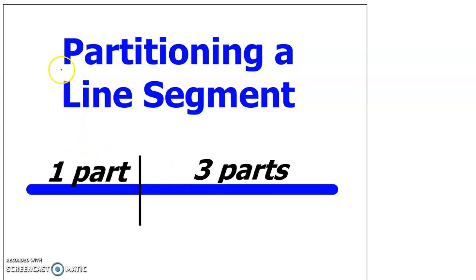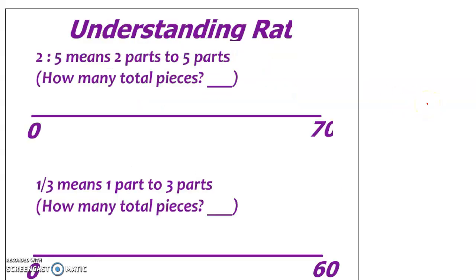Partitioning a line segment. To break it into parts. That's what we're going to be working on today. Okay, the first thing I want you to do is understand the difference in ratios. We want to know what it means when we break a segment into ratios. So this ratio right here, 2:5, means 2 parts to 5 parts. And we want to think about how many total pieces that is.